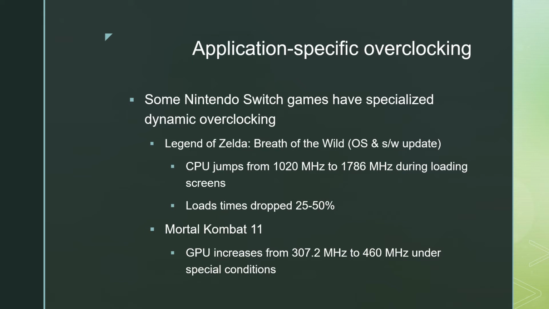Another example is Mortal Kombat 11. In this title, the GPU will increase from the usual rated speed of 307 megahertz to 460 megahertz. This will only occur in certain scenarios where the graphics are so intense that the game could drop below the 60 frames per second that they are trying to attain. This is something that the Nintendo Switch had to work out before because it's actually built into the operating system itself.